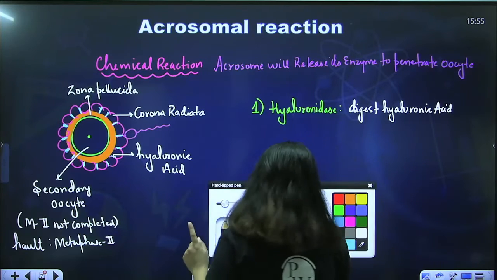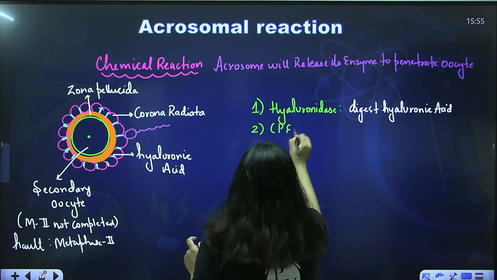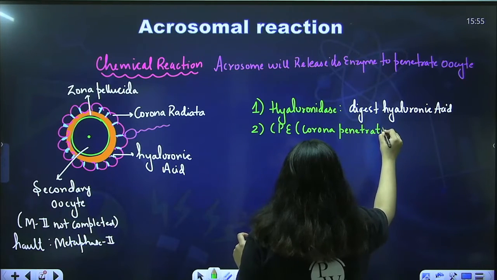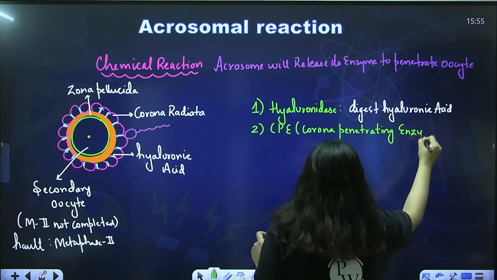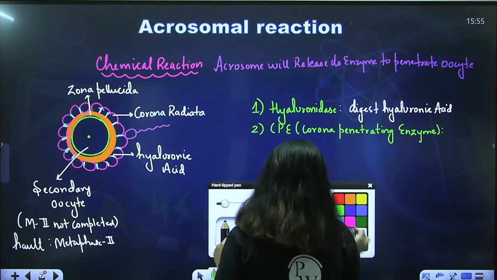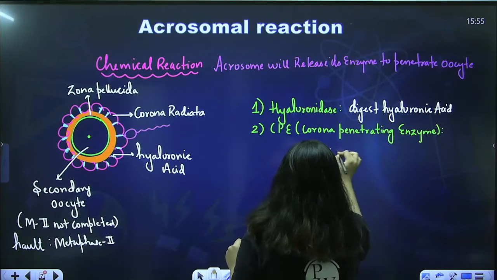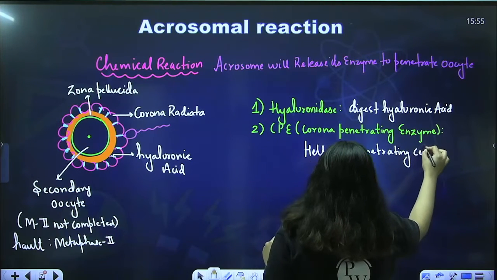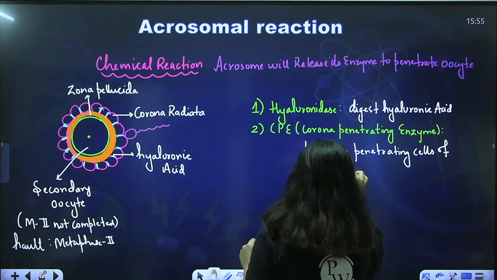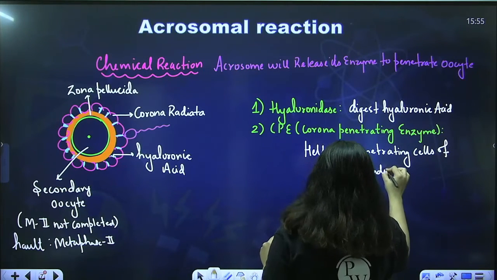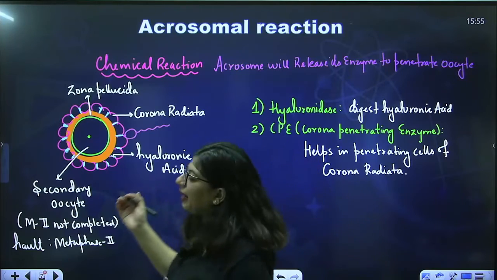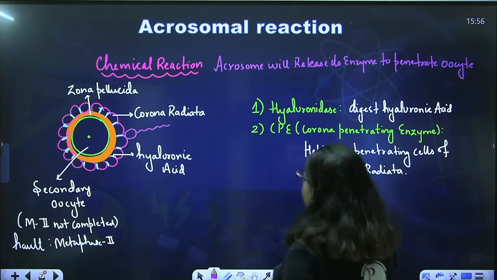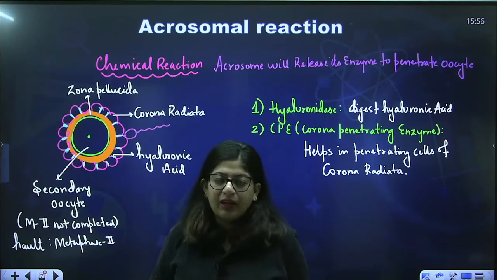And the second enzyme that it will use is CPE, corona penetrating enzyme. This enzyme helps in penetrating the cells of the corona radiata. Penetrating means to enter. Alright. So it has digested the corona radiata and has entered more towards the inside. Imagine it was here. Now it has entered somewhat here, onto the zona pellucida.